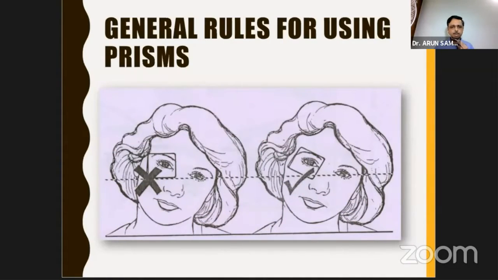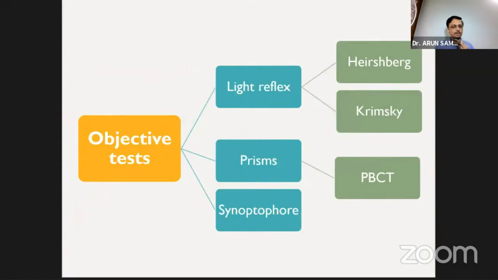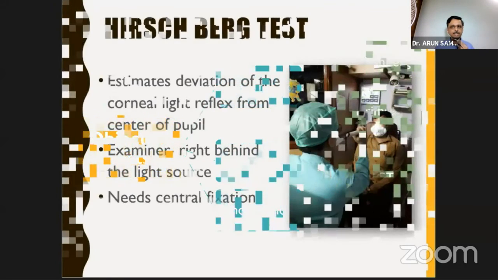Another important thing to remember is when the patient has a head tilt and you're trying to measure the angle, it's always important to keep the prisms parallel to the face. Otherwise, you'll end up again with wrong readings. The tests to measure the deviation can be either subjective or objective. Mostly we use objective methods: either the light reflex tests, the Hirschberg and the Krimsky, the prisms, where we use the PBCT, and you can also use a synoptophore to measure the deviation.